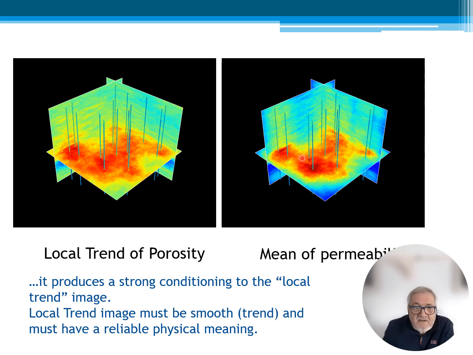As you can see, there's a quite good, large reproduction of those patterns, which means that it produces strong conditioning to the local trend image. So which means that when you assume a local trend, this must have a reliable physical meaning. Otherwise, what you are reproducing here is just a mental assumption.